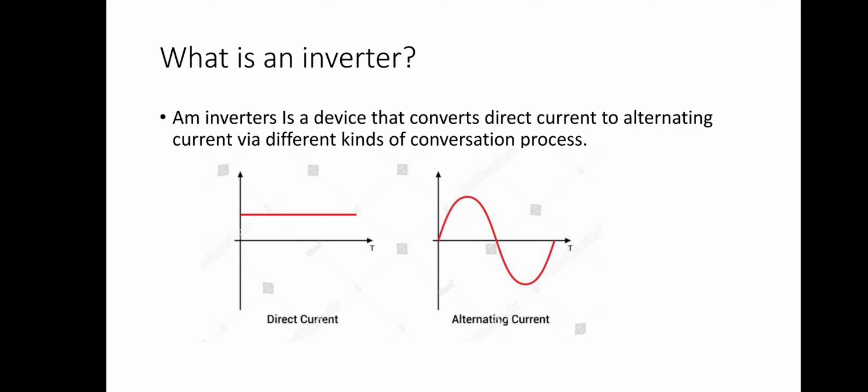There are several ways to get an inverter. We can use a single transistor oscillator, we can use a Wien bridge oscillator, we can use operational amplifiers, we can use pulse width modulation ICs like the one we'll be using here, and also other microcontrollers. So there are different ways of designing inverters, but the conversion is the same.